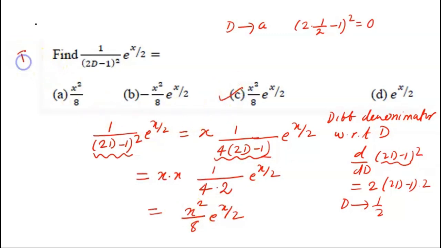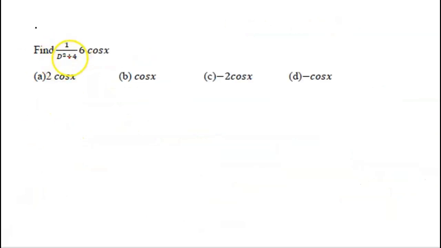This is an important question. You should be clear about the process, because sometimes the direct substitution may result in 0, and in that case this will work. Okay. So the next problem is finding the particular integral 1 by D square plus 4, operating on 6 cos x.